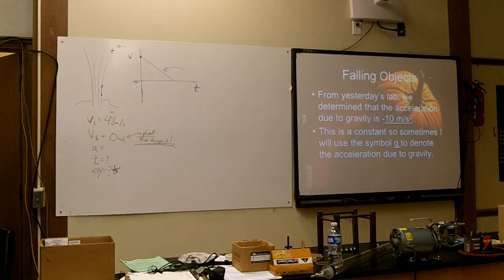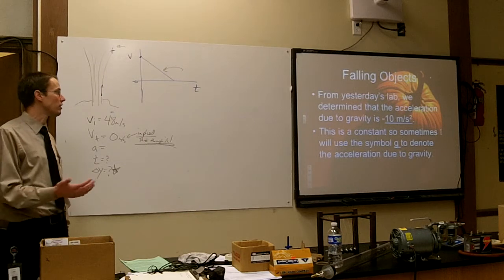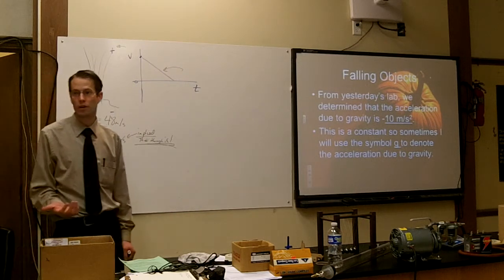All right, somebody read that first sentence up there. From yesterday's lab, we determined that the acceleration due to gravity is negative 10 meters per second squared. Now, for what objects are those for? Without air pressure. So is it just feathers? No, it's for every object. Oh, it's for every object. So that's what we learned about yesterday. For every object, without air resistance, it's negative 10 meters per second squared.